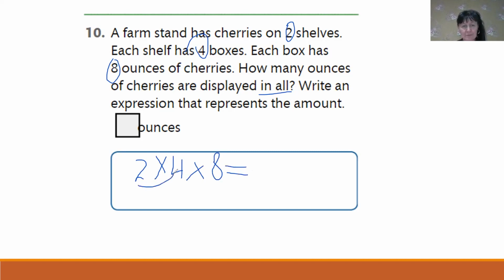So 2 times 4 is going to be 8, and 8 times 8, I told you to learn by heart, is going to be 64.